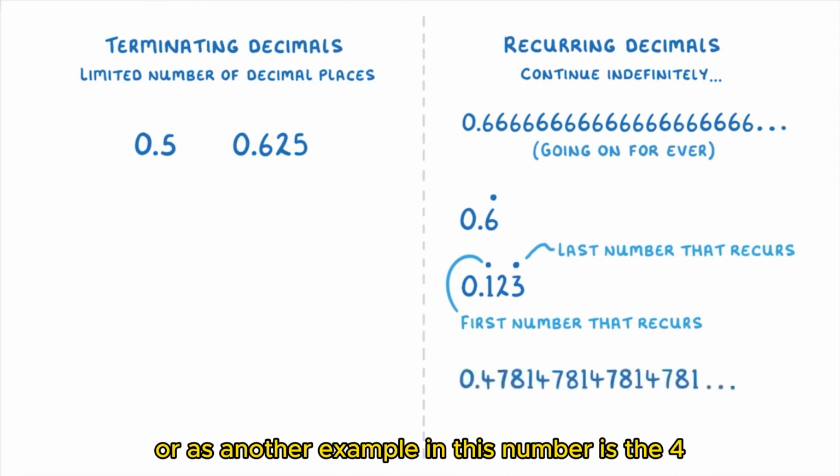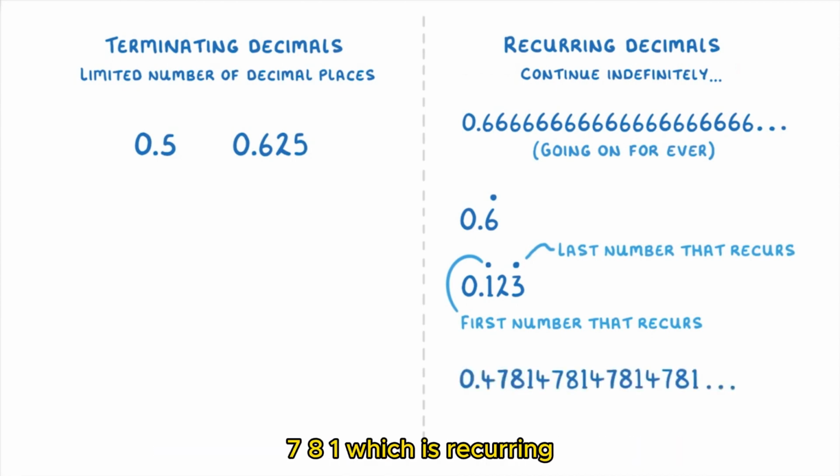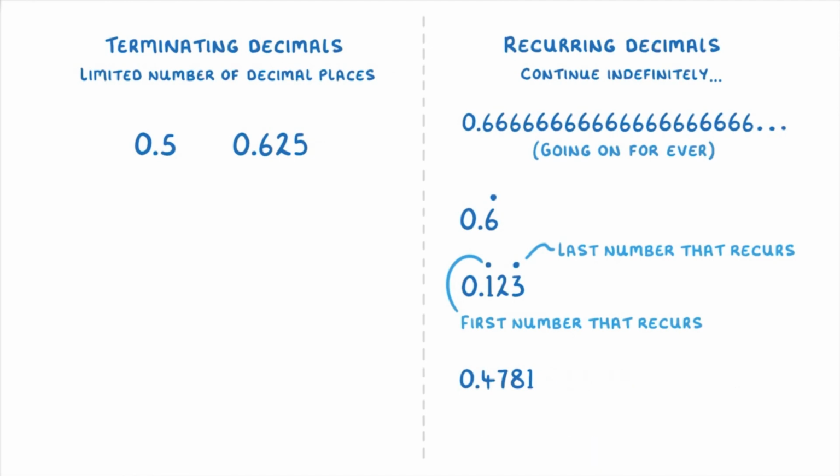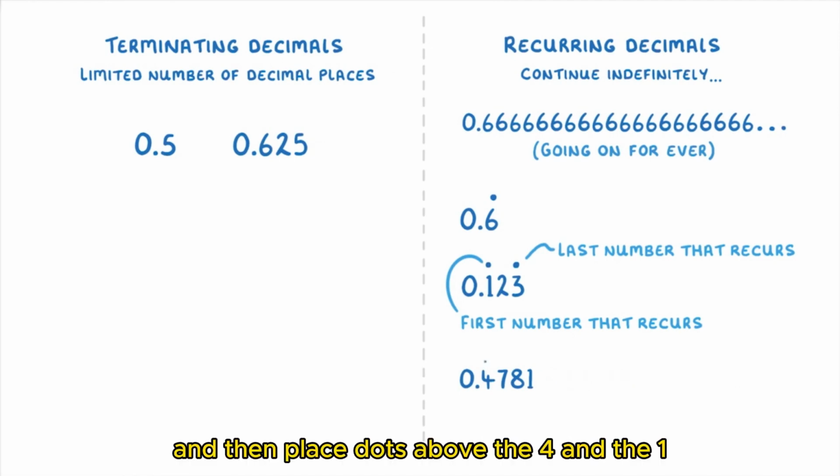Or as another example, in this number it is the 4781 which is recurring. So we could rewrite it as 0.4781, and then place dots above the 4 and the 1.